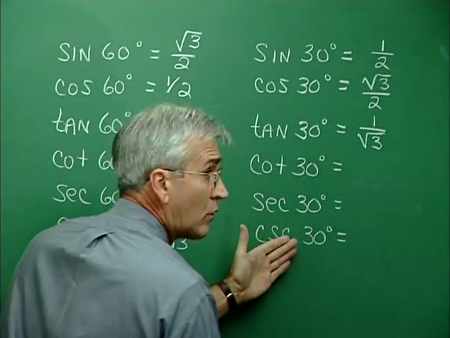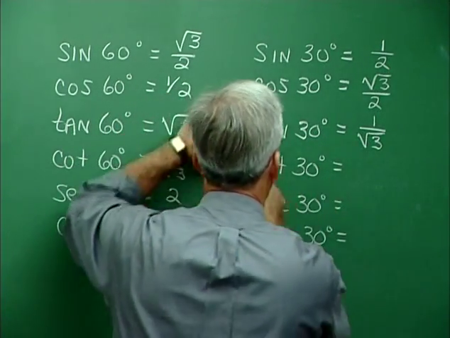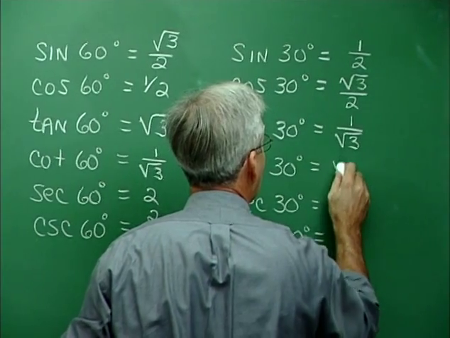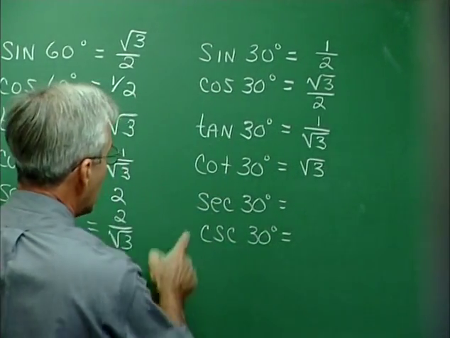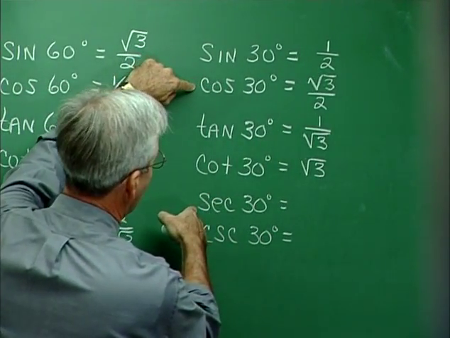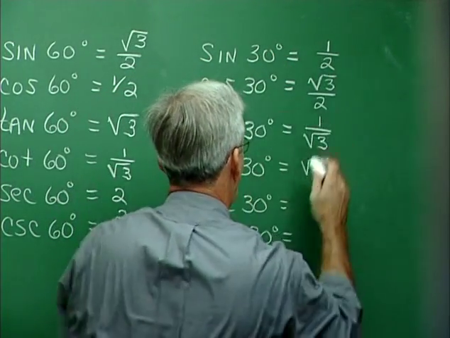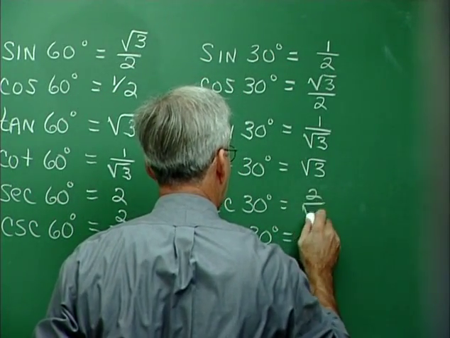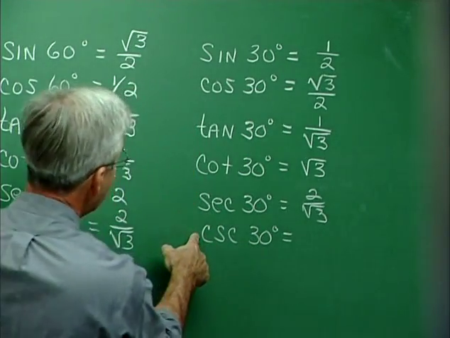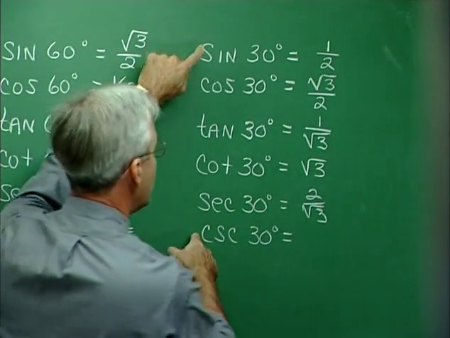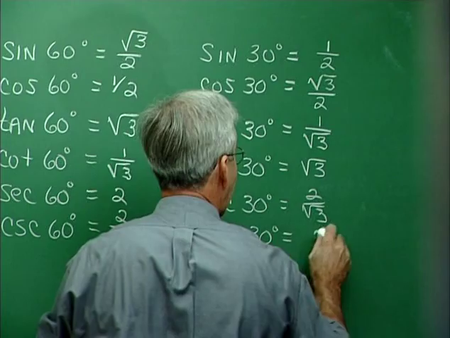Now, for the other ratios, the reciprocal of these two, cotangent, would be the square root of 3 over 1, or simply the square root of 3. For secant, it's the reciprocal of cosine, so flip that over, 2 over the square root of 3. For cosecant, it's the reciprocal of sine, so it's the reciprocal of 1/2, which is 2.